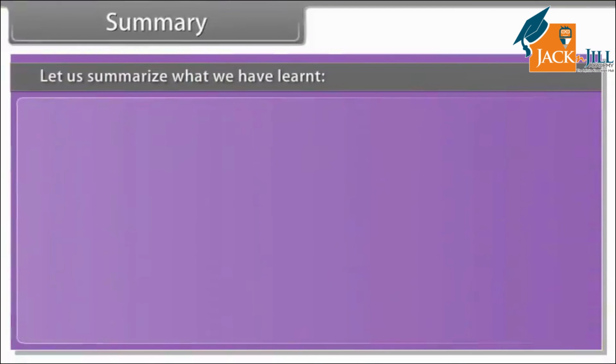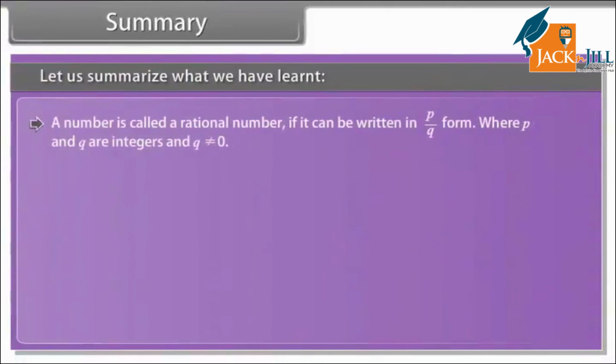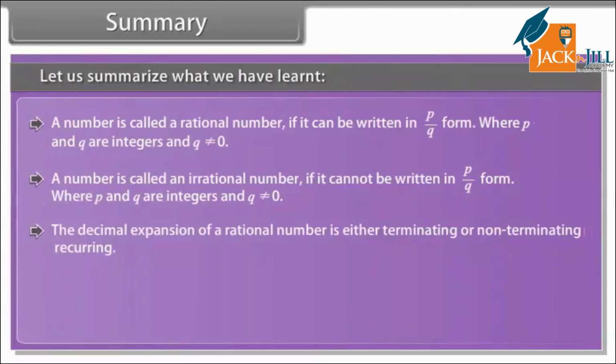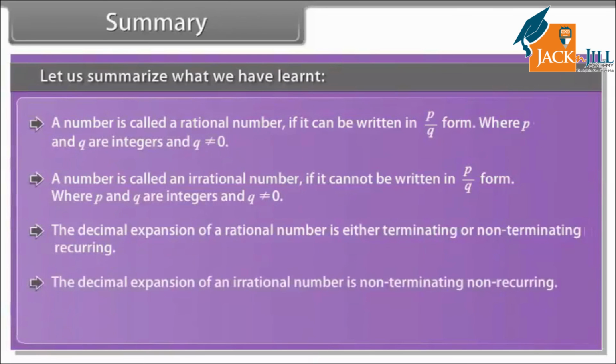Let us summarize what we have learned. A number is called a rational number if it can be written in p upon q form, where p and q are integers and q is not equal to 0. A number is called an irrational number if it cannot be written in p upon q form, where p and q are integers and q is not equal to 0. The decimal expansion of a rational number is either terminating or non-terminating recurring. The decimal expansion of an irrational number is non-terminating non-recurring.